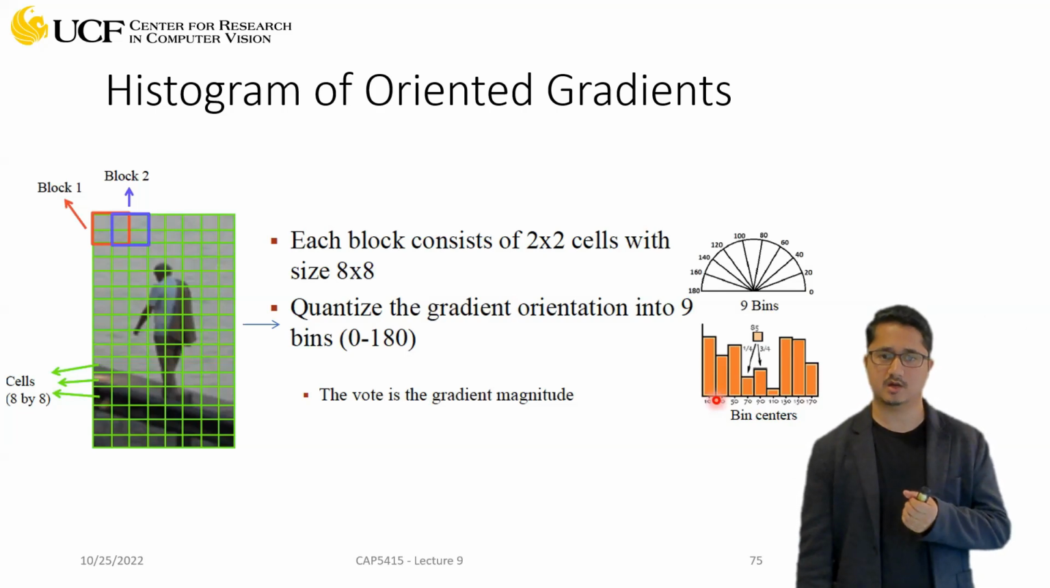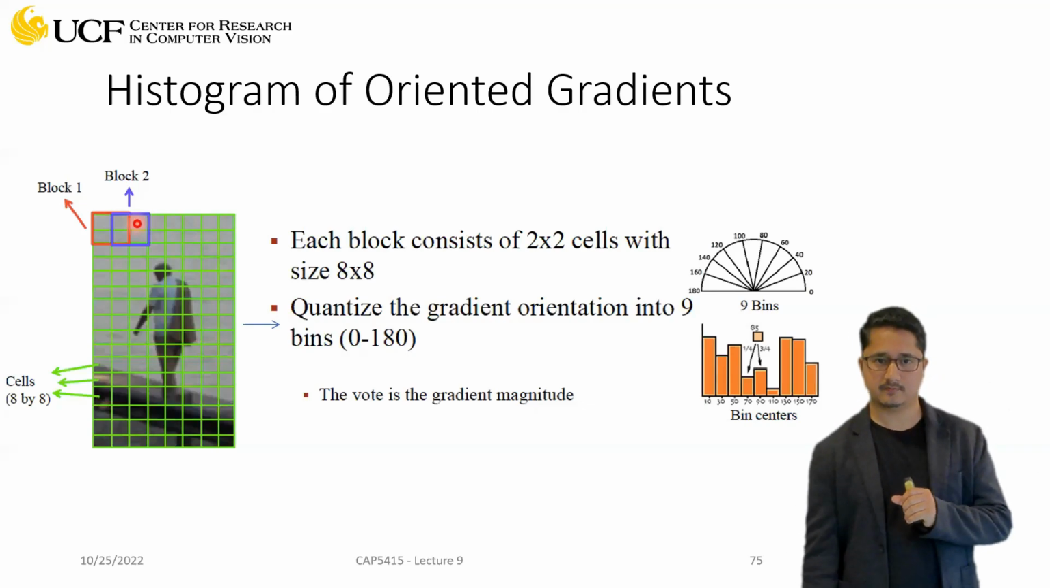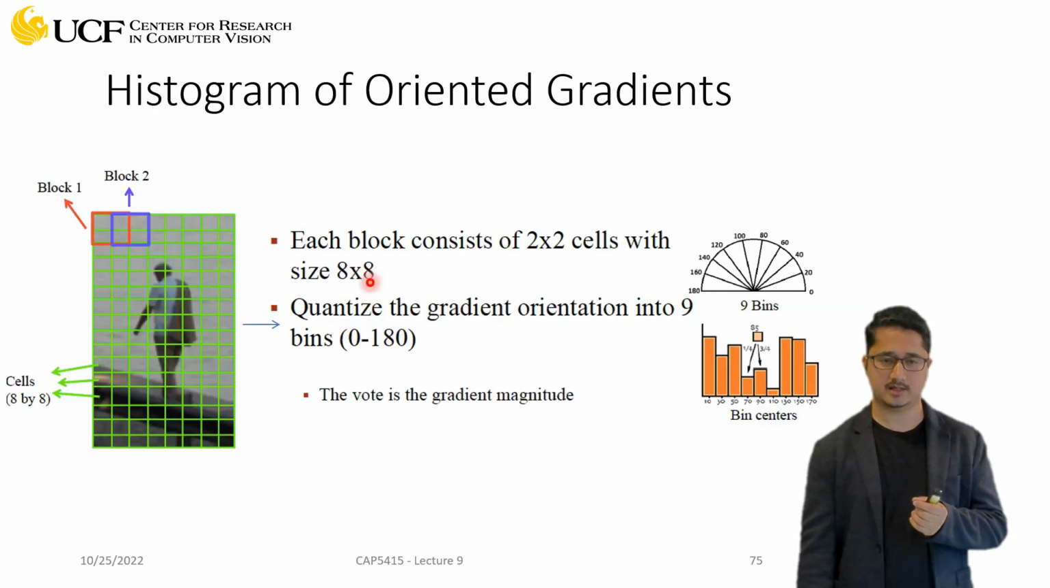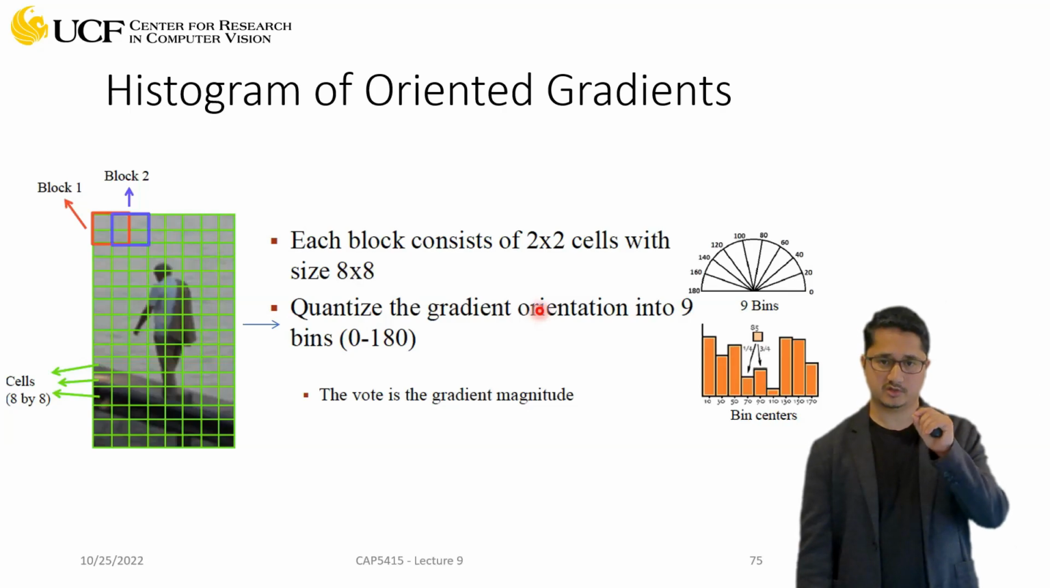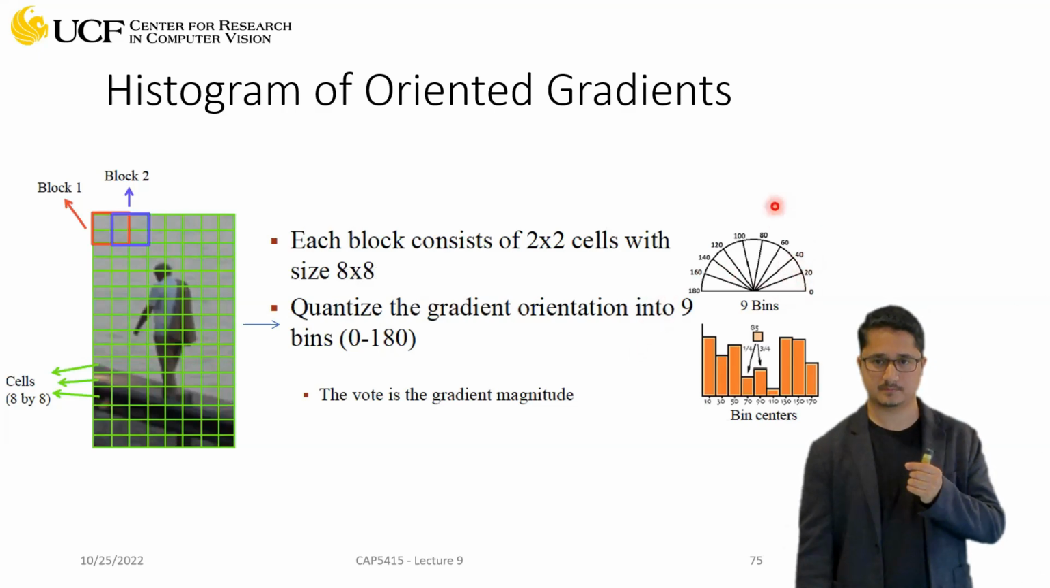Now let's try to understand how we can construct this histogram for a given cell. So we are constructing a histogram for each cell. For each cell, it's 8 cross 8, so it will have 64 different pixel values. And as I said, each pixel will have a gradient magnitude and an orientation. So what you do is you visit each pixel, you look at what orientation you have for that pixel location, and then whatever orientation that is, it will fall into one of these bins.